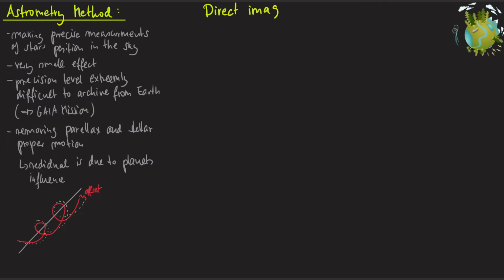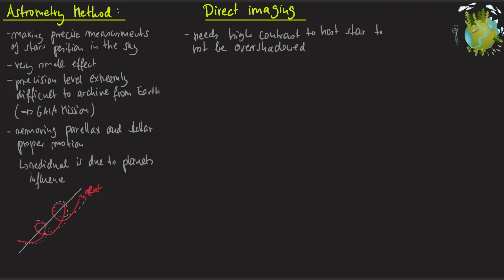We can also use direct imaging. Now direct imaging is a direct method. It needs a very high contrast of star and planet. So if a planet is too close to the star, the star is overshadowing the planet and we cannot see it anymore. Planets are tiny, so direct imaging is extremely difficult. So this method actually does not use any indirect parameters. It's just really simply looking at it.